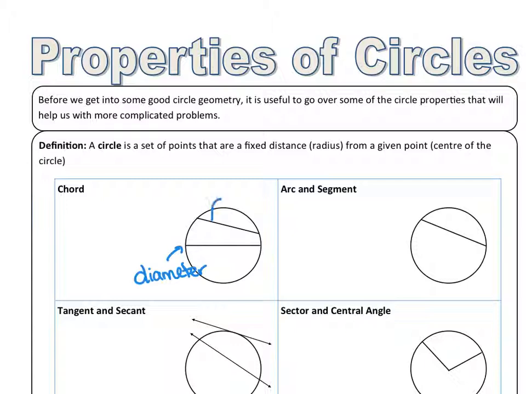But any other one, if it looks like this, is called a chord. The diameter is still a chord, it's just a special one. An arc or segment: when you have a chord, this area here that's on the inside of it is called the segment. And the distance from one side of the chord all the way over to the other side of the chord is called the arc.